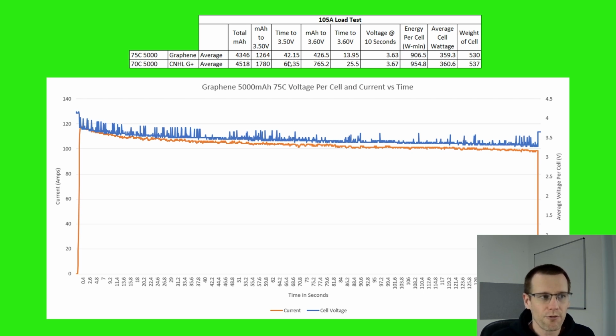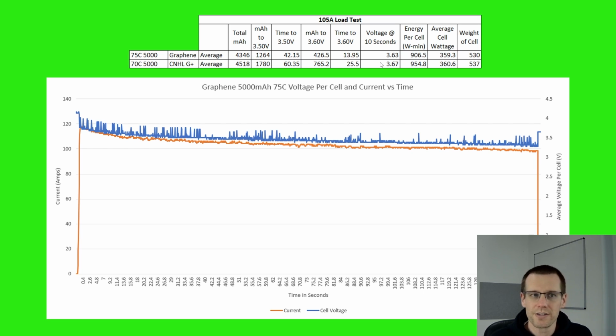Now, when you do that same thing for 3.6 volts, you get a big difference here between them. 426 and a half is going to be the milliamp hours to 3.6 as compared with the 765.2 from the CNHL, and you're gonna get to 3.60 volts in 14 seconds as opposed to 25 and a half seconds for the CNHL. Voltage at the 10 second mark, this is where we take the exact voltage that the cells are putting out, and it's going to be 3.63 volts for the Graphene as opposed to 3.67 volts.